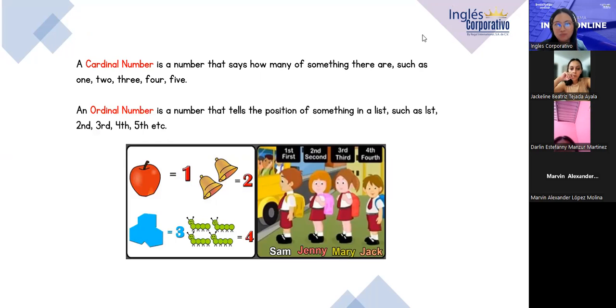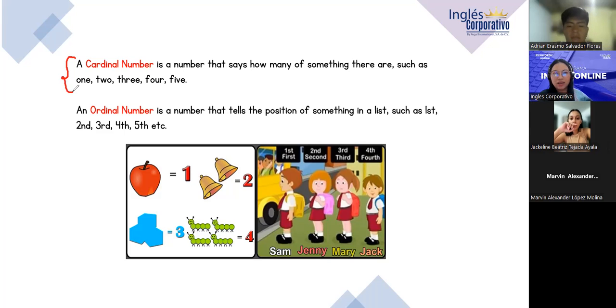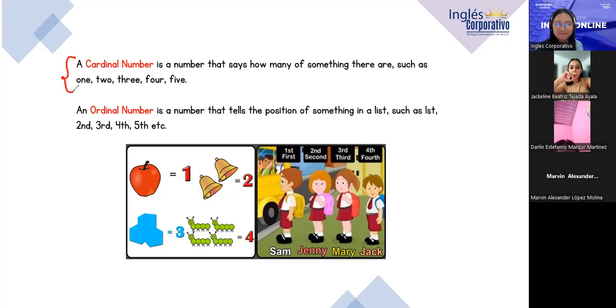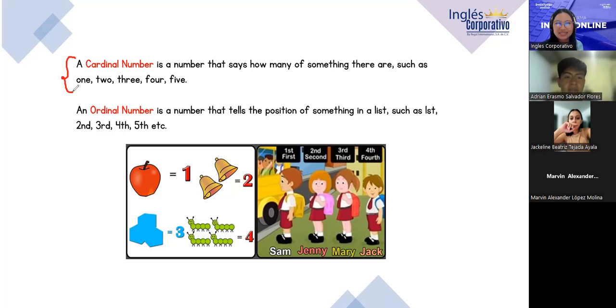So what is a cardinal number, class? Can you read this information? Who wants to read? What is a cardinal number? Adrián, go ahead, please. Cardinal numbers are numbers that say how many of something there are, such as 1, 2, 3, 4, 5. Excellent, great job. A cardinal number is a number that says how many.